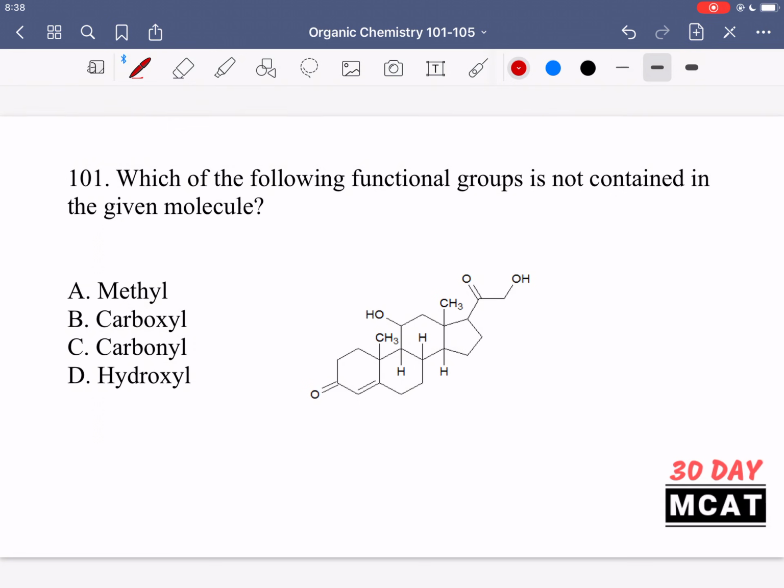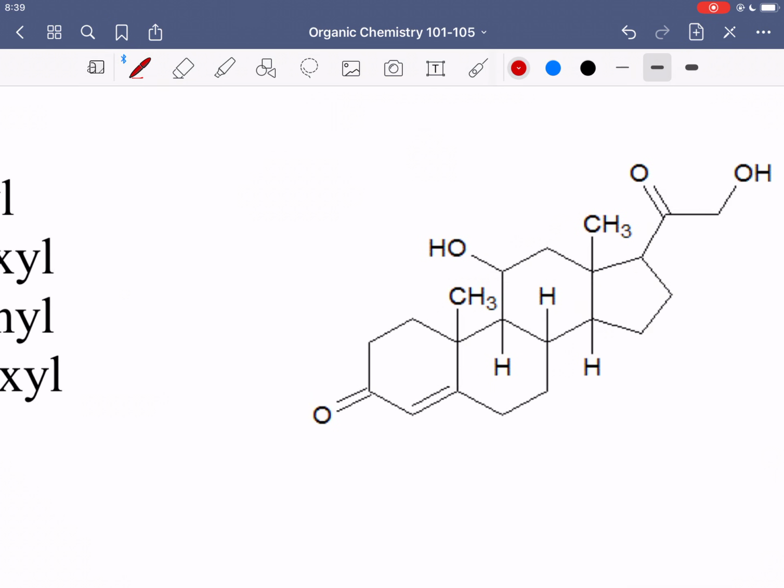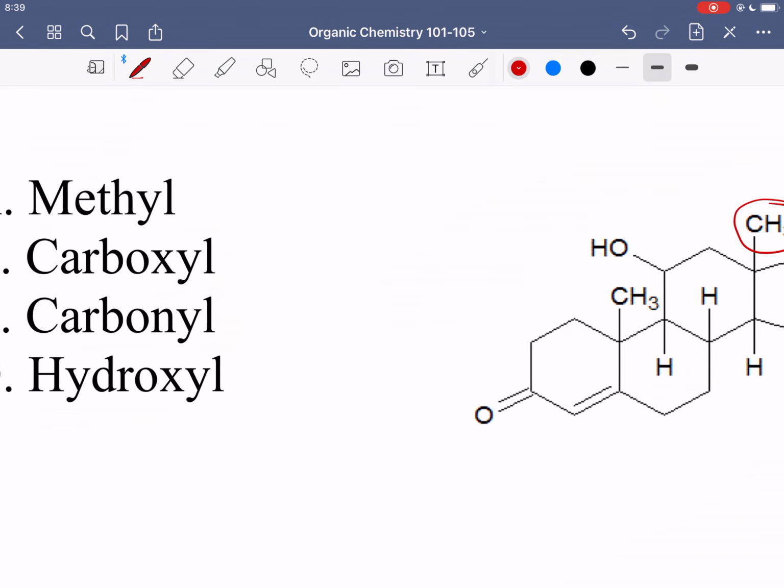In question 101, we're asked which of the following functional groups is not contained in the given molecule. So 3 of these are, and the rest are not. So for this, you should be able to convert the names that you see into the actual representation of the functional group. A methyl, where is that? It's right here. A methyl group is a CH3 functional group that's attached somewhere else to the rest of the molecule. We see methyl right over there.